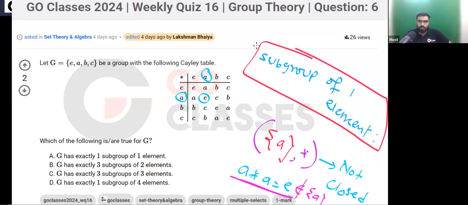So how many subgroups of one element can you create? Only one subgroup you can create. This is the only subgroup of one element you can create. So G has exactly one subgroup of one element, that is correct. And this is true for every group, right?